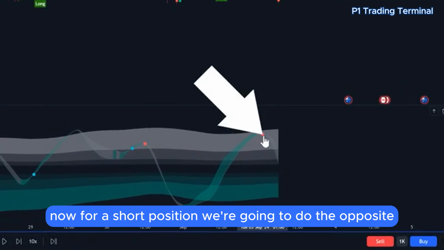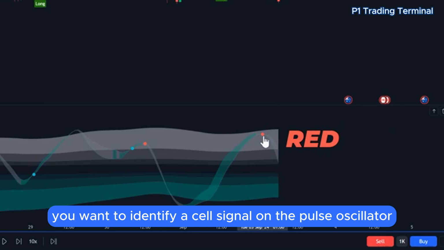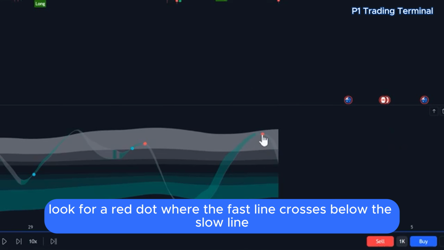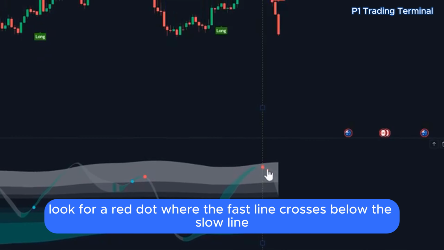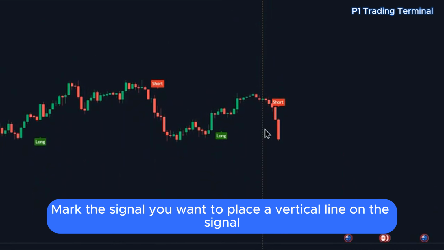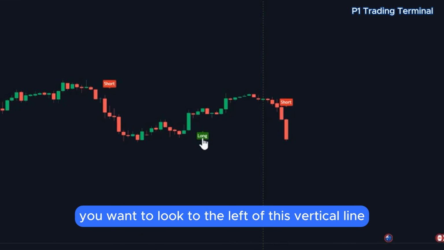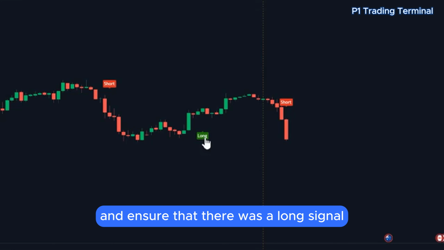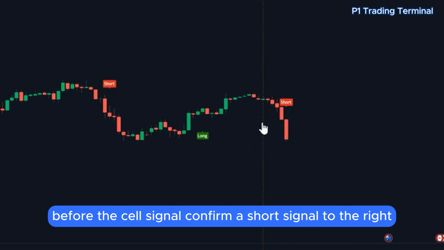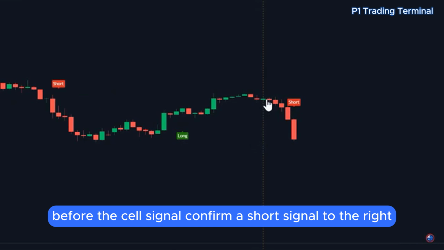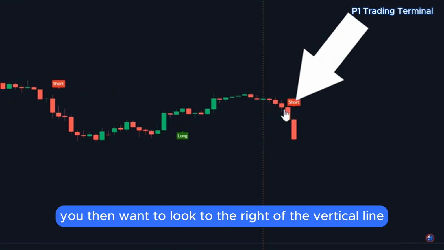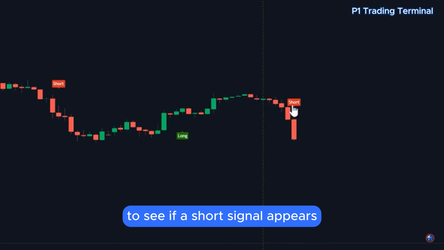Now for a short position, we're going to do the opposite. You want to identify a sell signal on the pulse oscillator. Look for a red dot where the fast line crosses below the slow line. Mark the signal: place a vertical line on this signal. Check for a long signal to the left. You want to look to the left of this vertical line and ensure that there was a long signal before the sell signal. Confirm a short signal to the right. You then want to look to the right of the vertical line to see if a short signal appears.